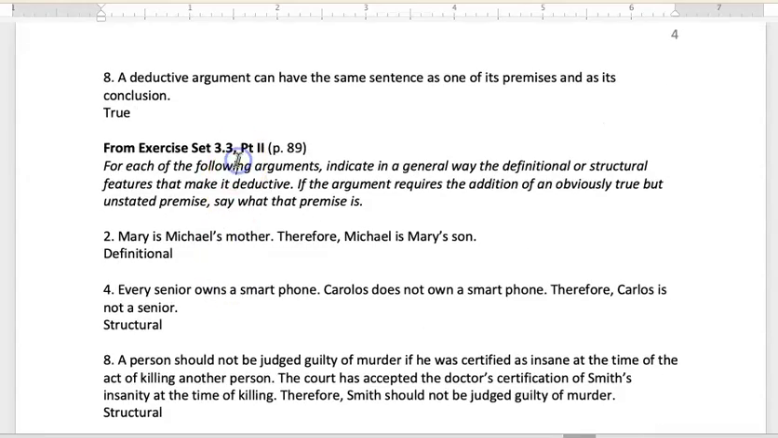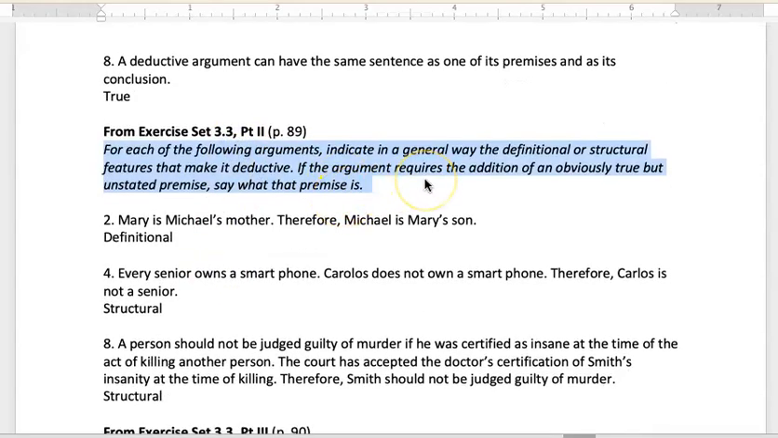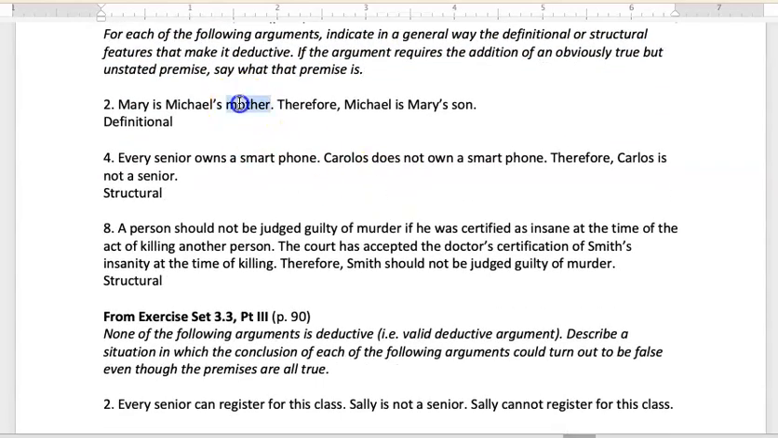All right, next one. For each of the following arguments, indicate in a general way the definitional or structural features that make it deductive. Oh, sorry, so say whether it's definitional features or structural features that make it deductive. If an argument requires the addition of an obviously true but unstated premise, say what the premise is. All right, so number 2, Mary is Michael's mother, therefore Michael is Mary's son. You can see this is a valid deductive argument because it follows sort of from what the definition of a mother and a son are.